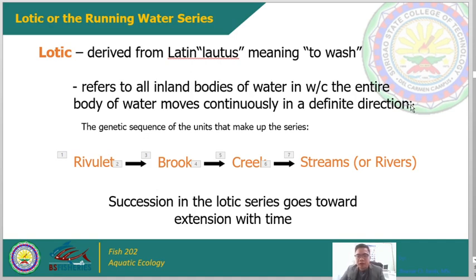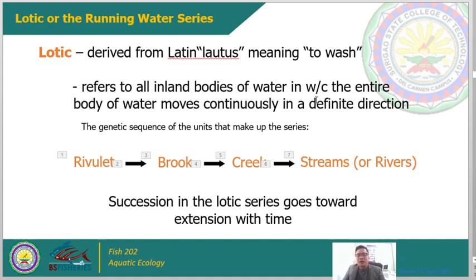So these are some of the types of the lotic environments or lotic aquatic environments. So lotic refers to all inland bodies of water in which the entire body of water moves continuously in a defined direction. So there is really a direction, there is really a catchment area for this lotic environment. Like lentic, lotic environments also have a genetic sequence to the units that make up the series. So rivulet to the brook, down to the creek, and down to the streams or rivers.